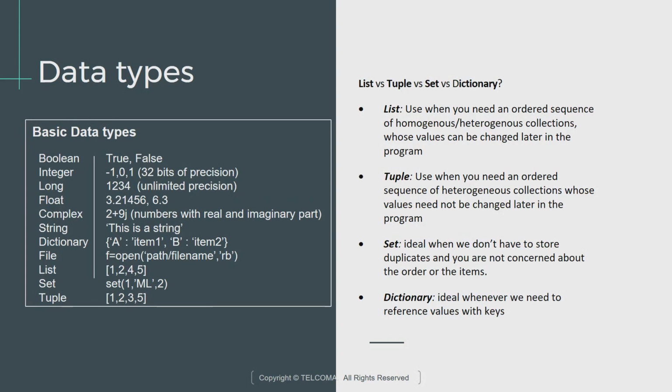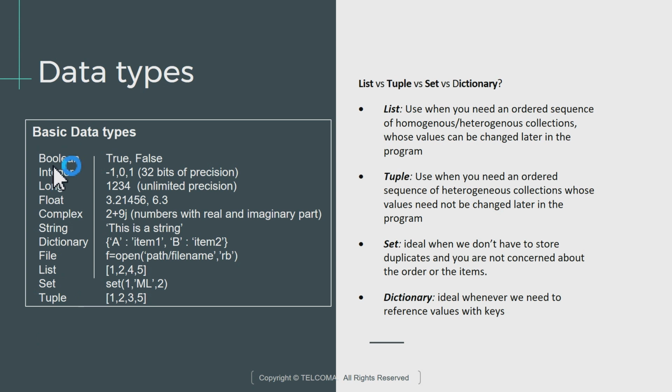Now that we have Python 3.5 set up, let's look at the data types offered by Python 3. Like any other modern programming language, Python offers a comprehensive set of basic data types and advanced data types. Let's huddle at them one by one. I'm sure you would have probably come across most of these names in any other programming language: Boolean, integer, long, float, complex, string, dictionary, file, list, set, and tuple. Most of these are pretty common ones which we already have in most programming languages.